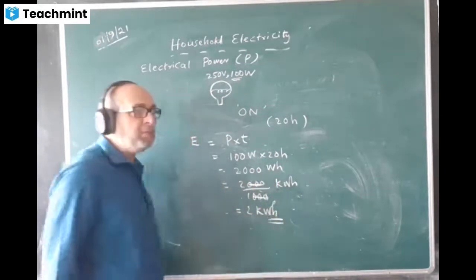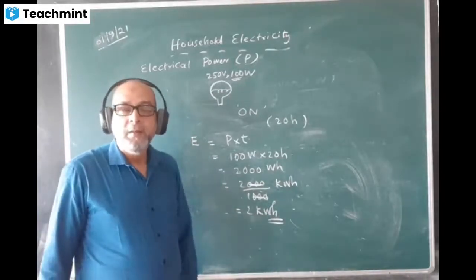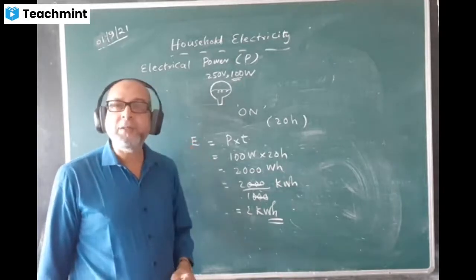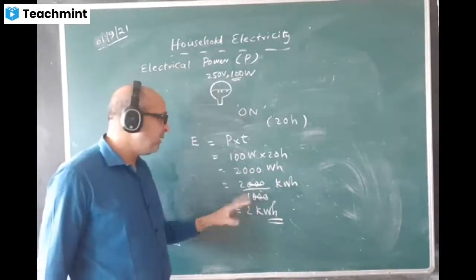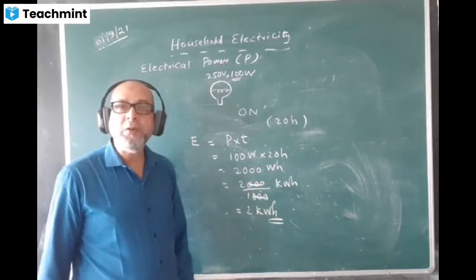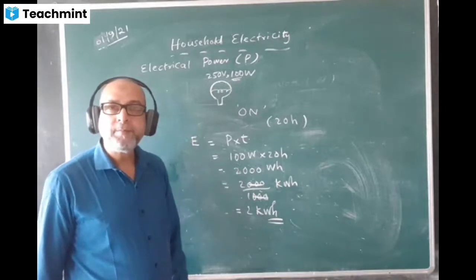How much is the energy consumption? How many units? You say 2 kilowatt hour. If you have to pay the bill at the rate of rupees 6 per unit, how many rupees do you have to pay for consuming this? 6 into 2, that is 12 rupees. Yes. 12 rupees is the amount of your bill.